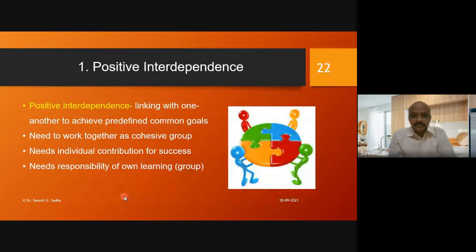Now what is meant by positive interdependence? It is linking with one another to achieve the predefined goal. Here the students need to work together cohesively. There should be individual contribution for the success, and they need to be responsible for their own learning. Thereby they should complete the group achievement also. So what is positive interdependence?